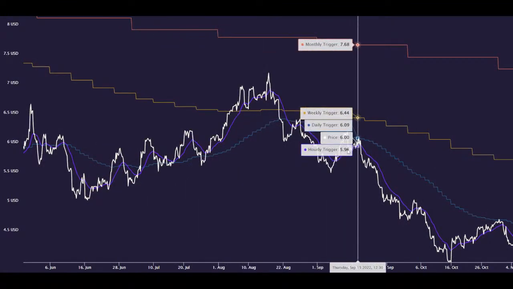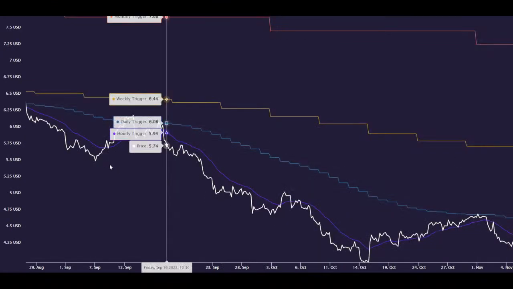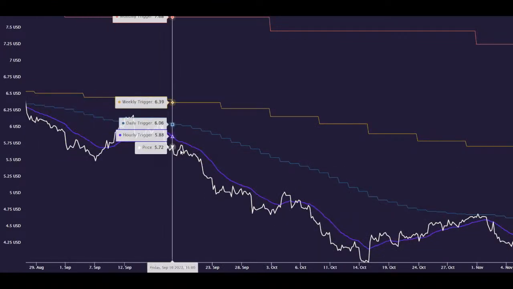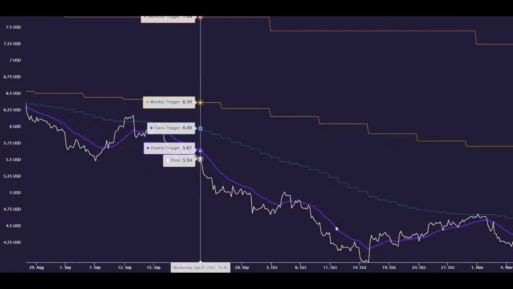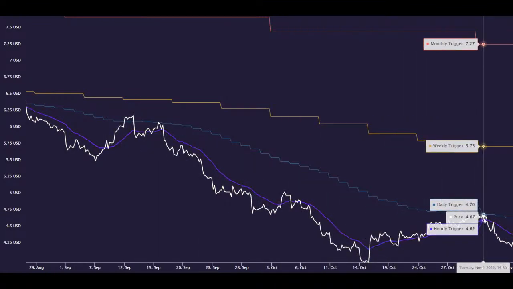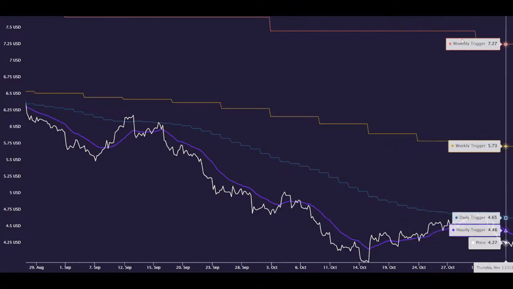Now over here we have a bear plane where the hourly trigger comes up to the daily trigger and resolves to the downside, exactly the opposite, and price gets crushed. And here you have another bear plane, the hourly trigger comes up to test the daily trigger, resolves to the downside, and price gets crushed.